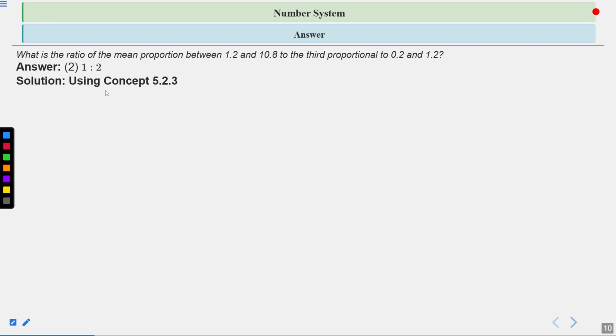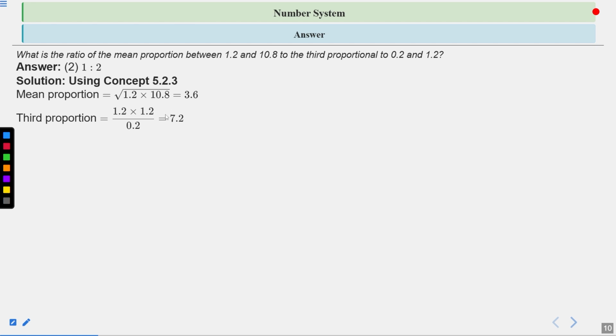Now see the detailed solution using concept 5.2.3 in this question. The mean proportion is given by b squared equals ac, so b is the square root of ac. When we apply it, the square root of 1.2 into 10.8, when simplified, gives 3.6 as the mean proportion. Now we need to calculate the third proportion. The third proportion will be 1.2 into 1.2 upon 0.2, which equals 7.2.